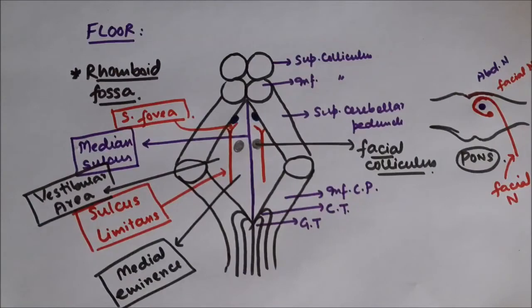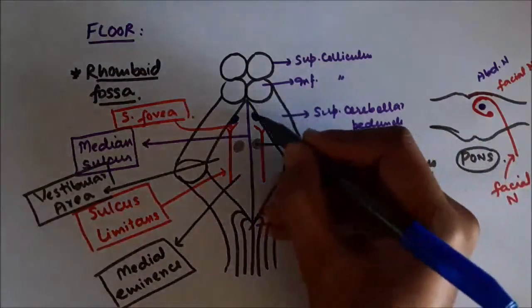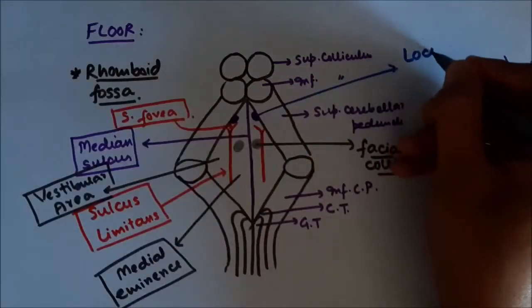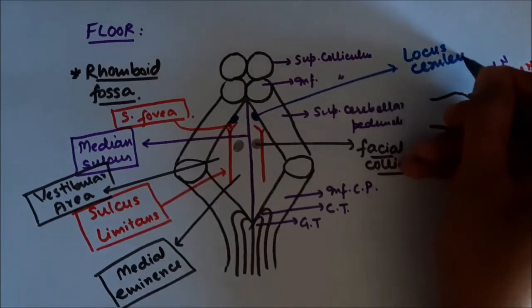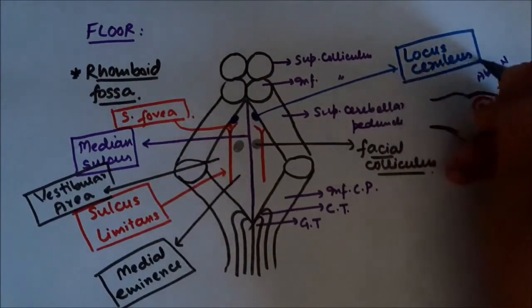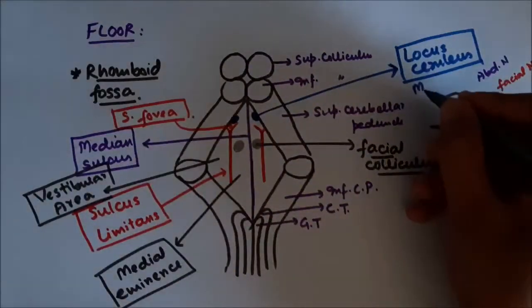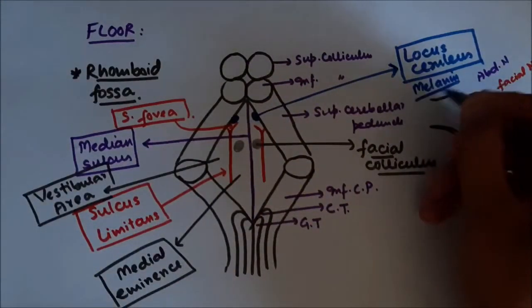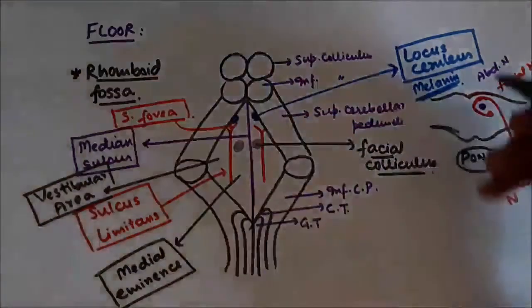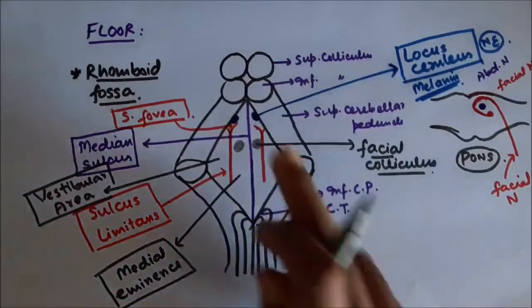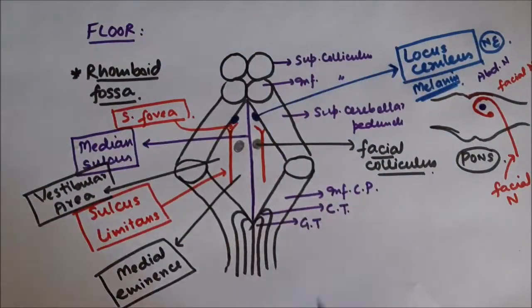In relation to the superior fovea, an area is present which is bluish in color. This is called the locus ceruleus. Deep to this area the ceruleus nucleus is present, and the bluish color is because of melanin. We can remember that in this area norepinephrine synthesis takes place. So this area is called the locus ceruleus, in relation to the upper part of the sulcus limitans.